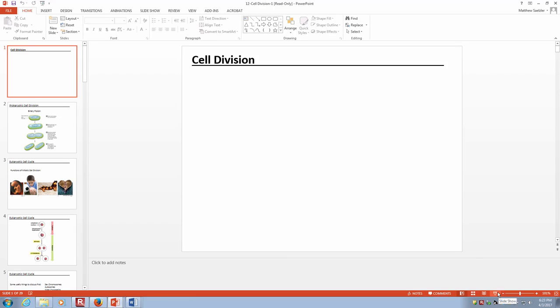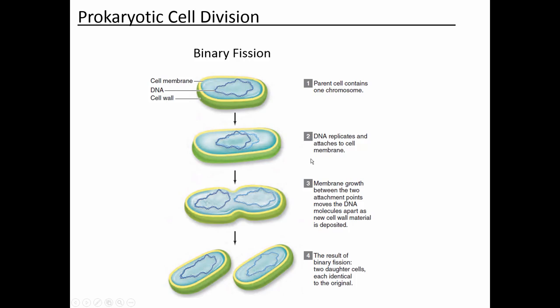The first thing that we're going to talk about in cell division is a type of cell division process that happens in prokaryotic cells. And this is called binary fission. So binary fission is a process of cell division that takes place in prokaryotic cells. And what happens in the process of binary fission is you have a cell, which we'll call a parent cell, and then that's going to divide to give rise to two what we'll call daughter cells.